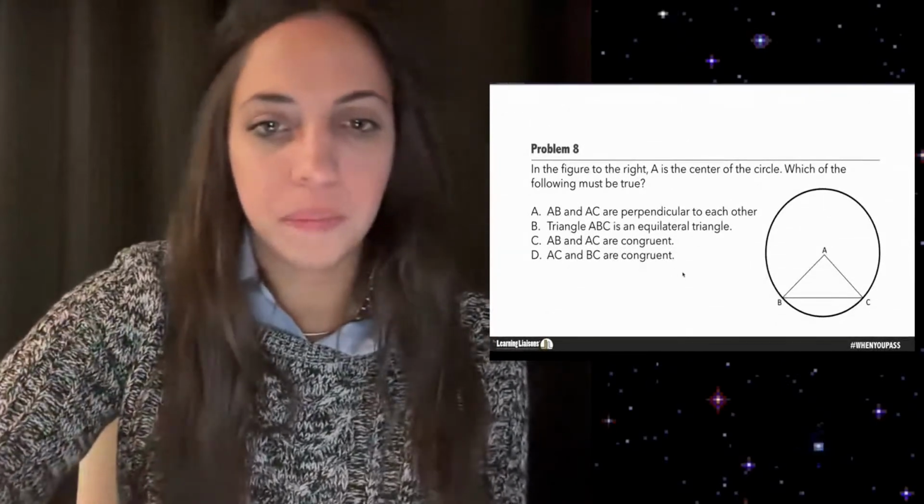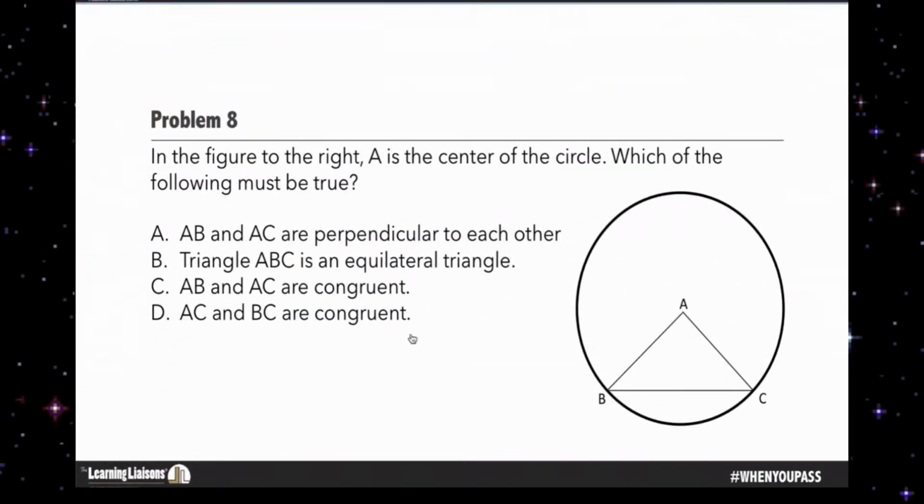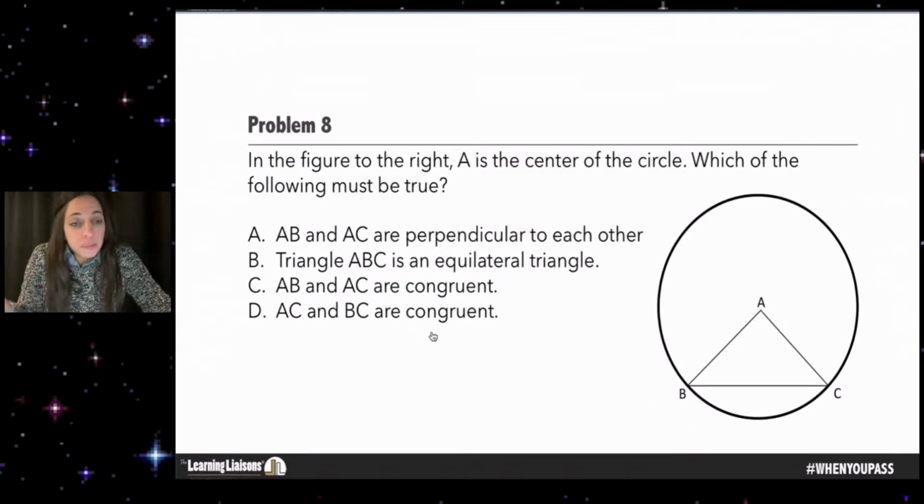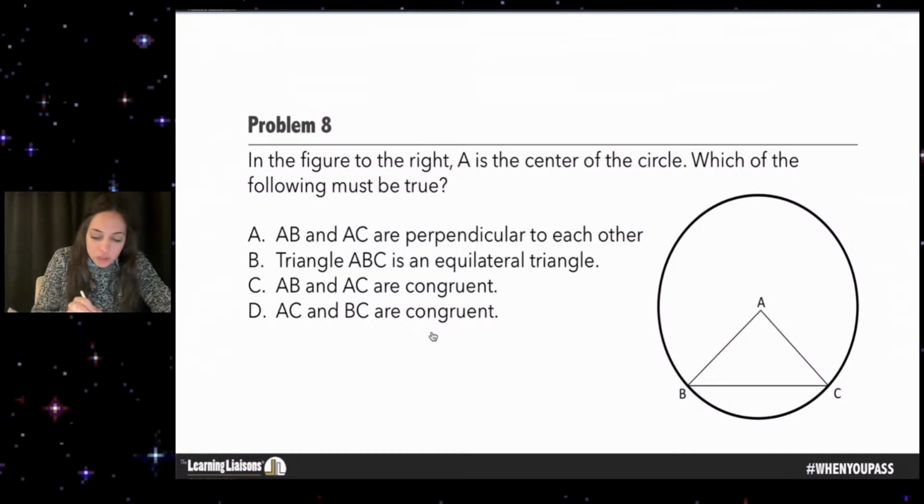Problem number 8. In the figure to the right, A is the center of the circle. Which of the following must be true? AB and AC are perpendicular to each other. Triangle ABC is an equilateral triangle. AB and AC are congruent. AC and BC are congruent. So we're not talking about which of the following could be true. We're talking about which of the following must be true.